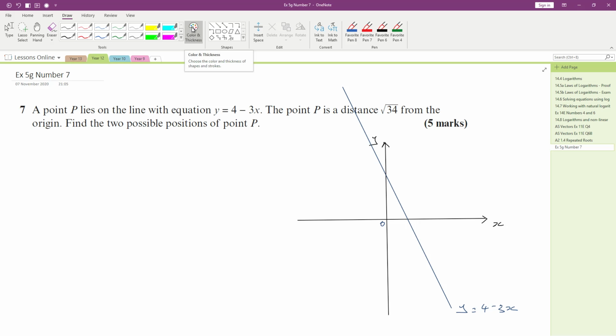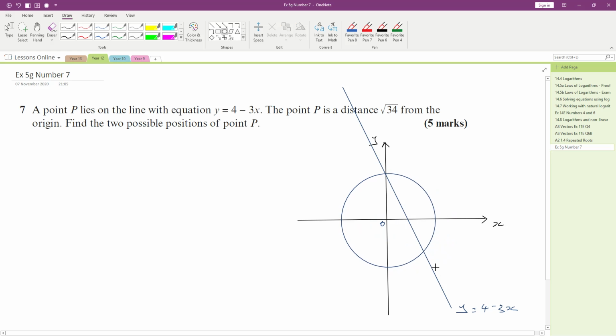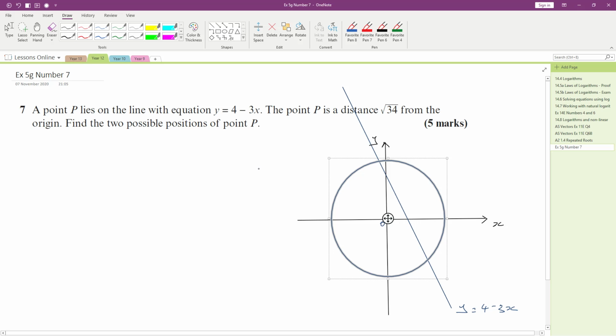So if we sketch a circle around the origin, radius of square root of 34, I think we could do a better one than that. Yeah, it's better, a little bit larger. Not quite. Let's try one more time. Yeah, that'll do it. Right, so it's got a distance of the square root of 34 from the origin at all times. So that's the square root of 34.